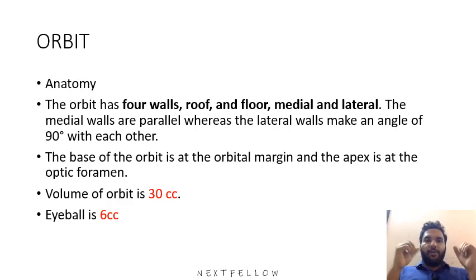The function of the orbit is to prevent damage to the eyeball. So the volume of the orbit is 30 cc, whereas the eyeball itself is 6 cc. So basically for the 6 cc eyeball to be protected, you need 30 cc of volume of the orbit.